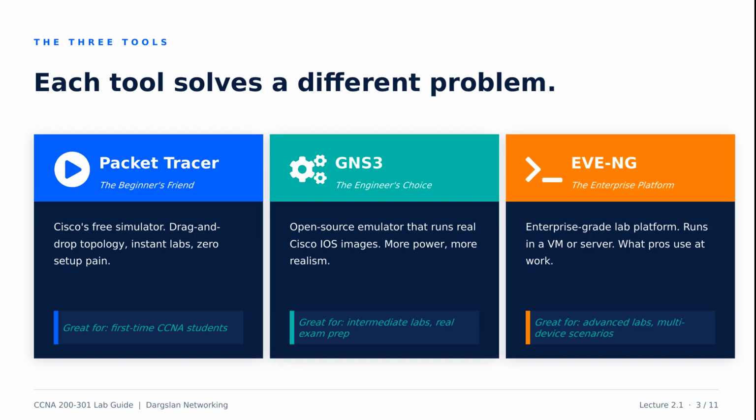So let's meet the three contenders. Packet Tracer is Cisco's own free simulator. Drag, drop, done, and perfect when you're brand new and just need labs to work. GNS3 steps things up by running actual Cisco IOS images, so you're touching the real software you'd see on a job. That's where serious exam prep happens. And EVE-NG is the enterprise-grade platform, the one professionals spin up on a server to model entire networks. 3 tools, 3 different moments in your journey.